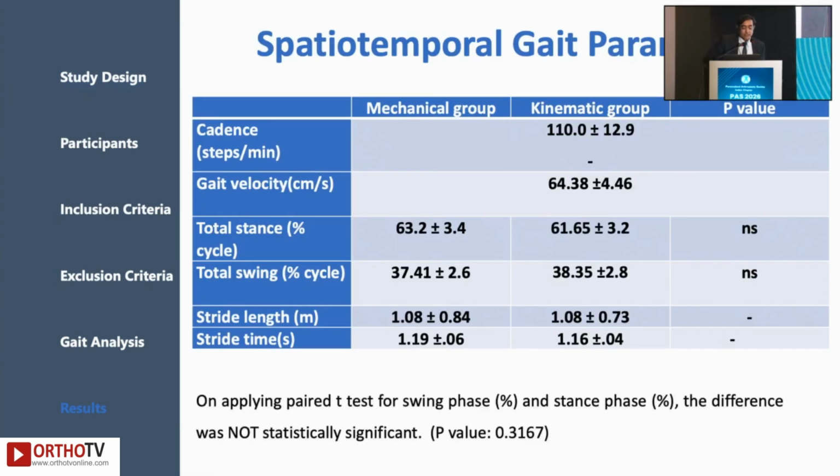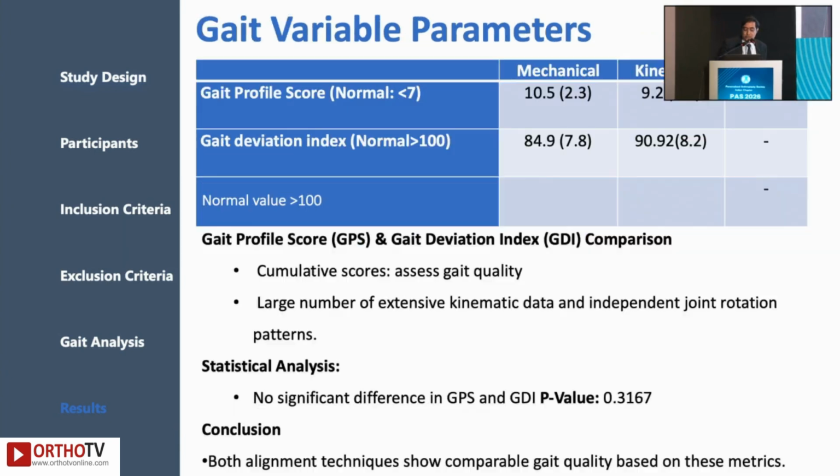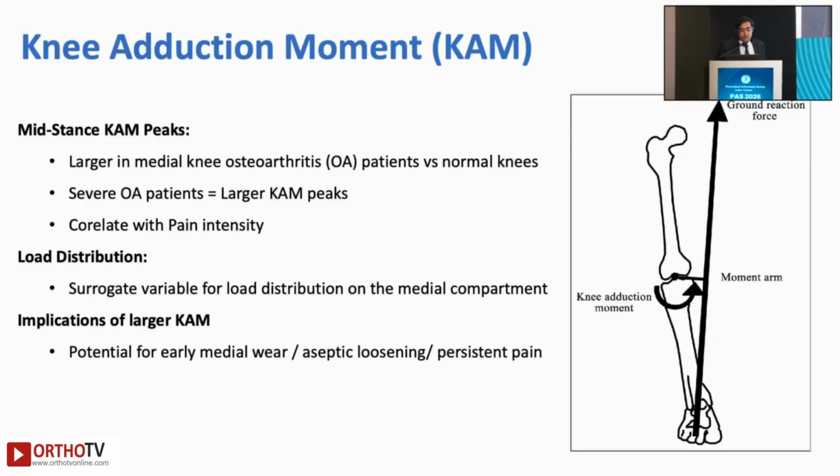As far as the gait parameters are concerned, we found that cadence and gait speed you cannot distinguish, because one side kinematic and one side mechanical was done. Other than that, the differences were not statistically significant as far as the stance phase, the swing phase, stride length or stride time were concerned. The other scores were also not significant. However, they showed comparatively equally good gait quality based on these metrics.